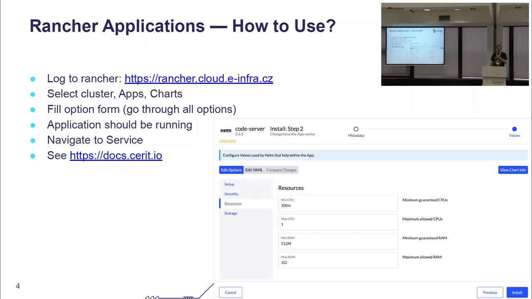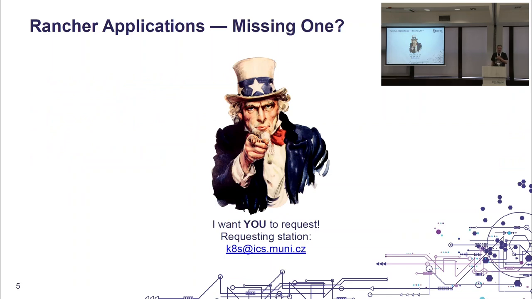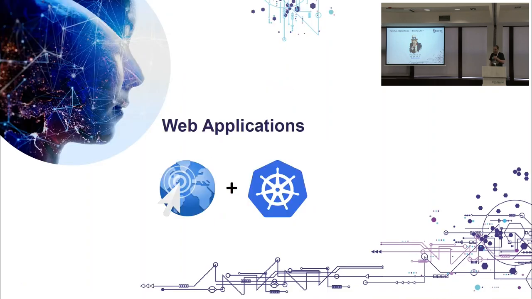For more information, you can visit the link below, docs.charité.io, which describes how to run those applications with arrows and screenshots and how to run them exactly. Also, if you are missing some application that you would like to see added to Rancher, don't hesitate to request it. As I mentioned, one of the users requested the user interface to large language models, so we added the application, and the user is happy to run it from Rancher. So that was one of the three fields that we offer.